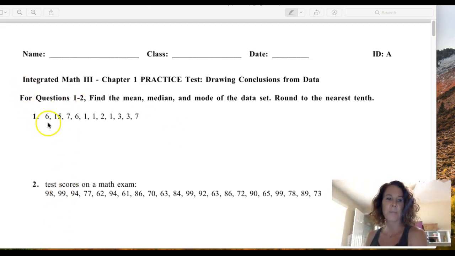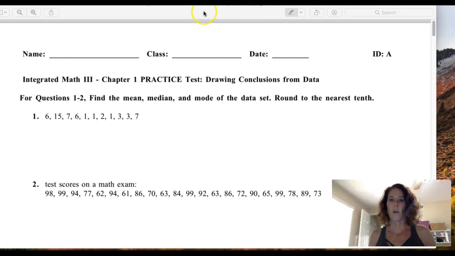Let's get started. The first one asks you to find the mean, median, and mode for the set of data. So let's go through that. Hold on, let me get a pen. All right, when looking for the mean, median, and mode, the first thing you want to do, especially for the median, is order these from least to greatest.